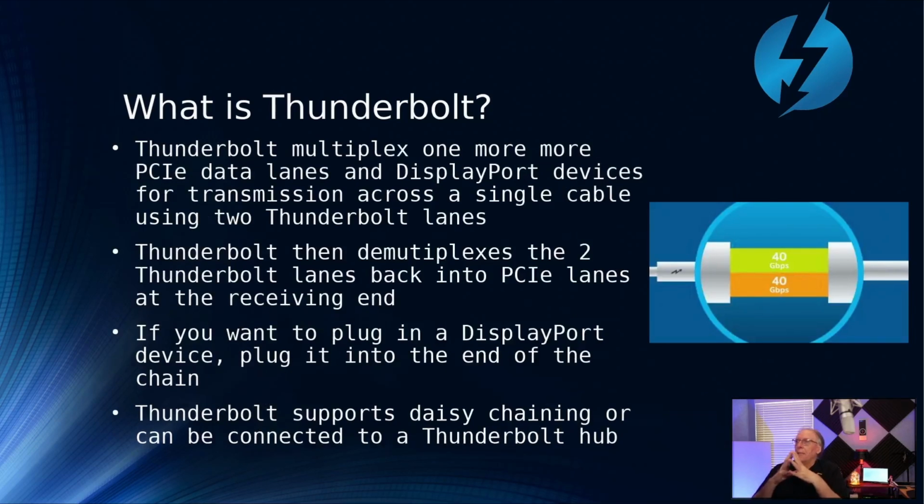So what is Thunderbolt? How does it work? Thunderbolt actually multiplexes one or more PCIe data lanes and DisplayPort devices for transmission across a single cable. It uses 2 Thunderbolt lanes to do that. One, of course, is to send, and one is to receive. So that is the way it works. And then it demuxes. I think there's a total of 4 in there, 2 on each. So it demuxes those 2 lanes back into PCIe lanes at the receiving end.